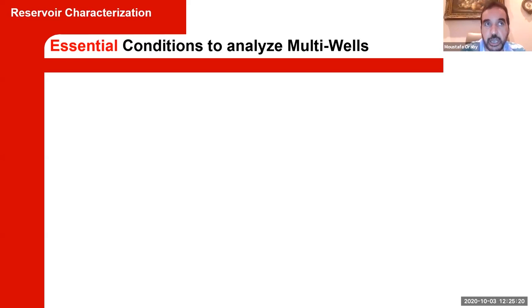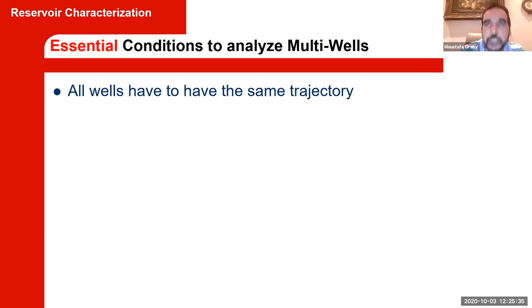And we'll spend the whole lecture today talking about this essential. It's essential to remove all the other variables when you look at multi-well analysis. When I say all wells have to have the same trajectory, you might say, well, that doesn't make sense. I have vertical wells and I have deviated wells. What does this statement actually mean? All wells have to have the same trajectory. We need to explain this today. How are we going to reach this? That's what we will discuss today.